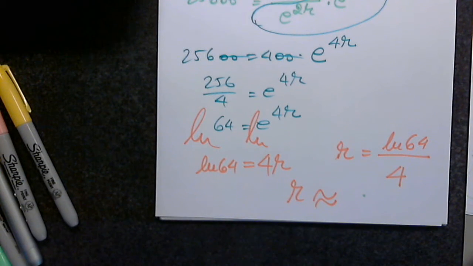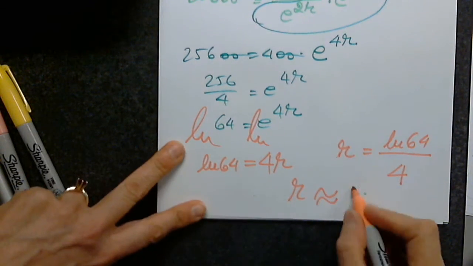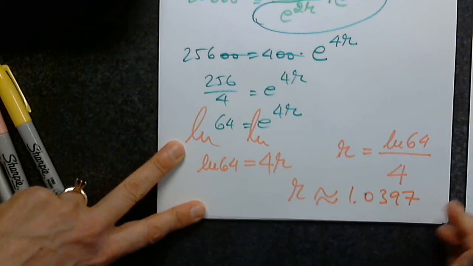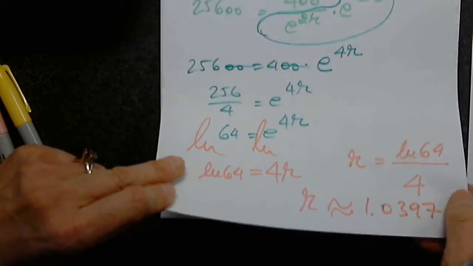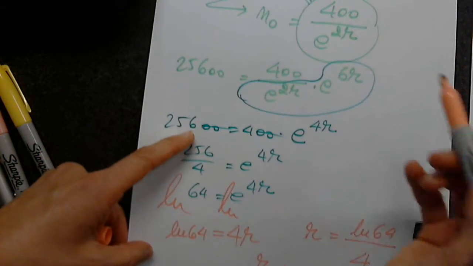1.0. So what I recommend when we copy the growth rate is that we should have at least 4 decimals. At least 4. So in this case, I would say 1.0397. Good. So I have R.